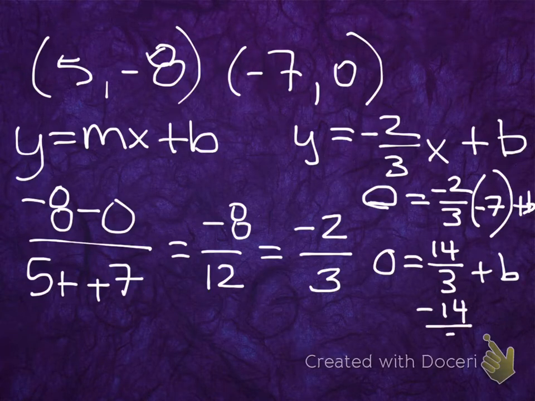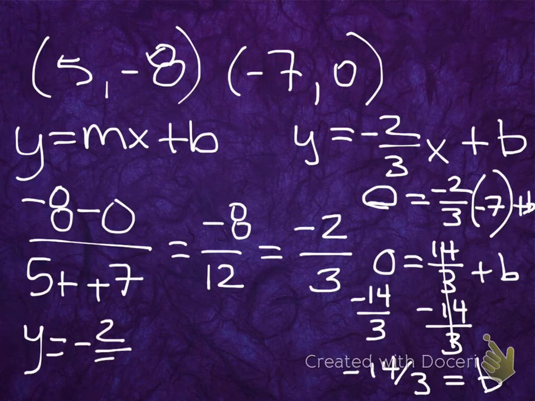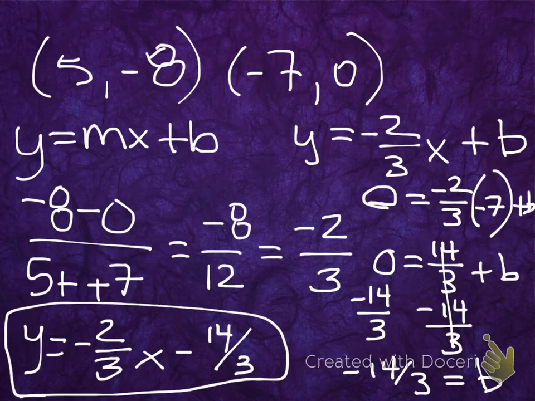So I'm just going to get b by itself by subtracting the 14 over 3. So 0 minus 14 over 3 is going to give me -14 over 3. And I can just keep it as a fraction. So I'm going to plug in now my slope, which was -2/3, in for m, and my b value goes in for b. So that would be my equation.